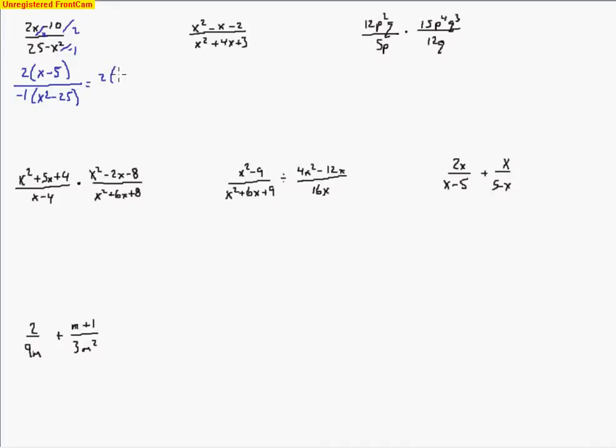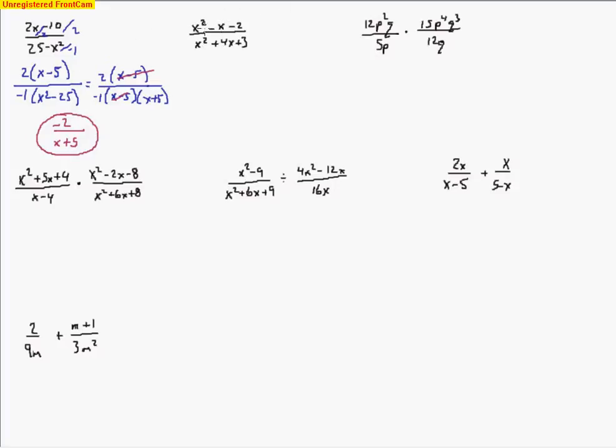So I still have this 2 and an x minus 5, but now I've got negative 1 times x minus 5 and an x plus 5. So I can go ahead and now cancel out those common factors. So I see these x minus 5s canceling out. So what's left over? Well, here the 2 over negative 1 just gives me a negative 2. And I've got this over x plus 5. So that would be my answer.